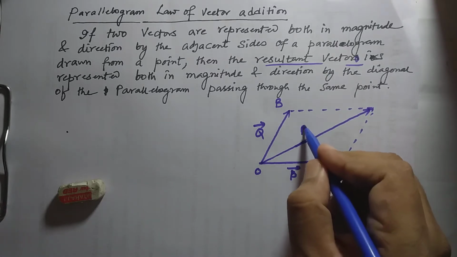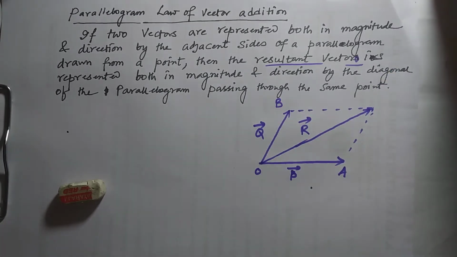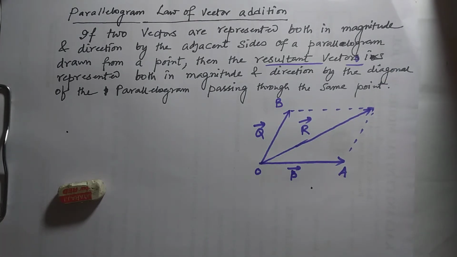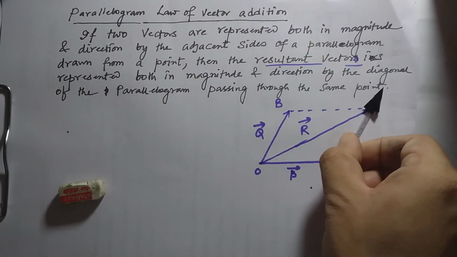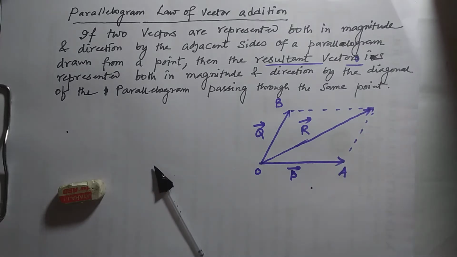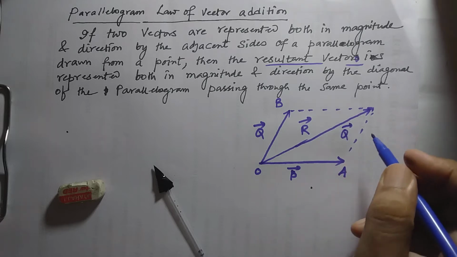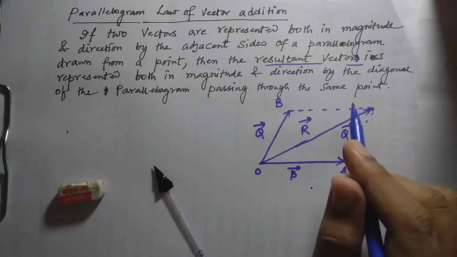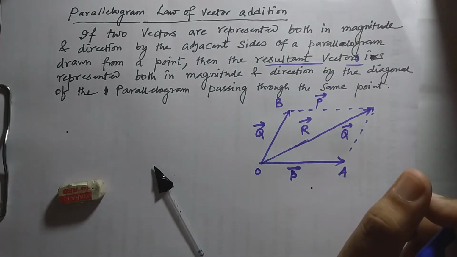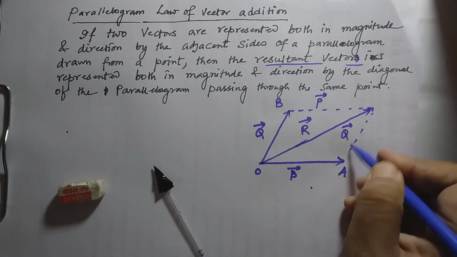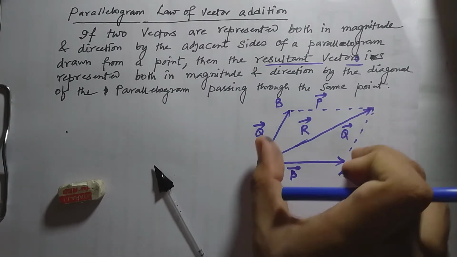This can be written as R, with P, Q and R. As this is P vector and this one is Q vector, we can move the Q in this way because both the lines are parallel in a parallelogram. So this side is also Q, and this is P, so this is also P. This one is R, this one is Q, this is P, and this is also P.